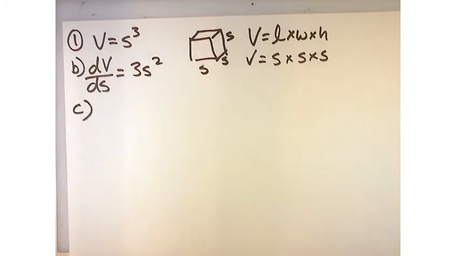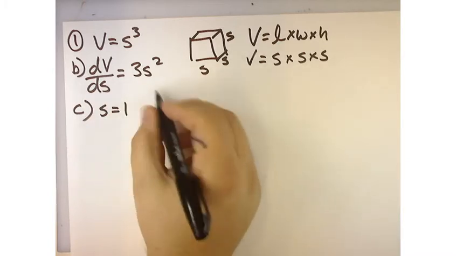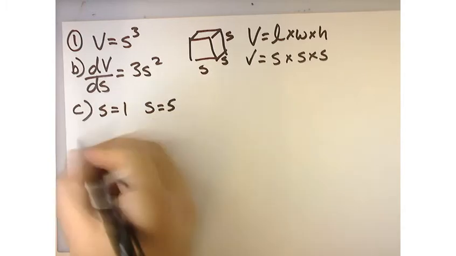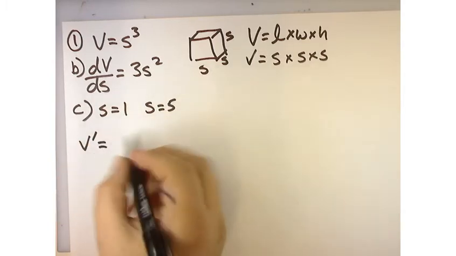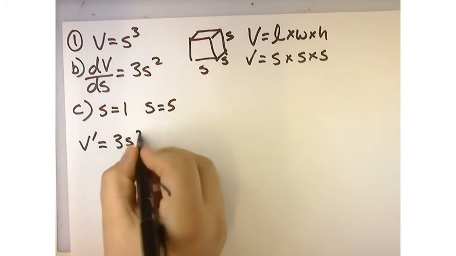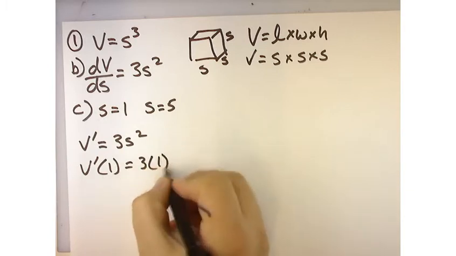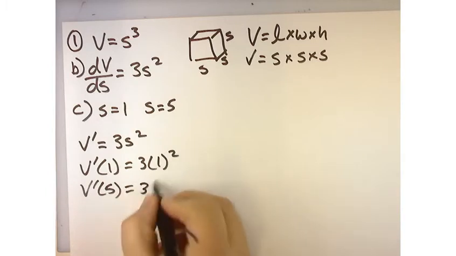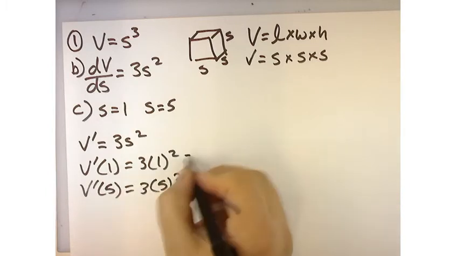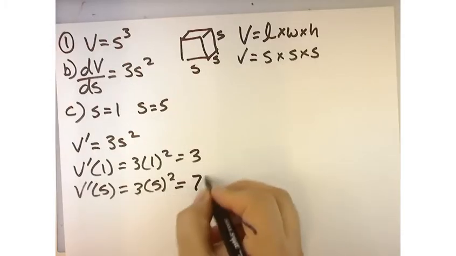Part C says, evaluate the rate of change at S equals 1 and the rate of change at S equals 5. So I'm just going to take V prime, which is 3S squared, and I'm going to evaluate V prime of 1, which is 3 times 1 squared, and then I'm going to evaluate V prime of 5, which is 3 times 5 squared. And so this becomes 3, and 5 squared is 25, times 3 is 75.